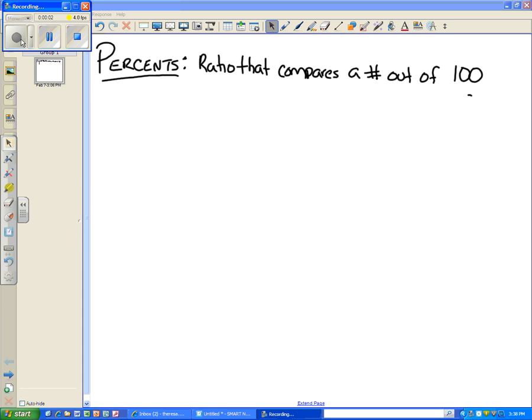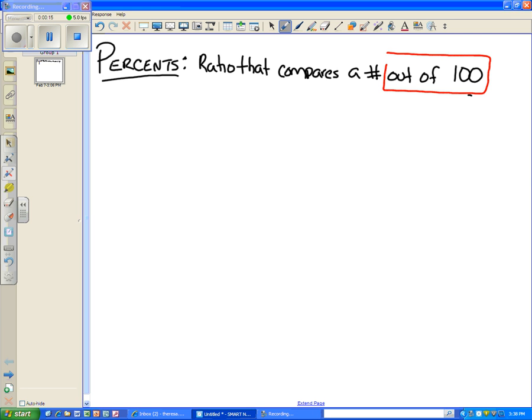Today we're starting chapter 6 talking about percents. A percent is a ratio that compares a number out of 100. So a percent is always out of 100.